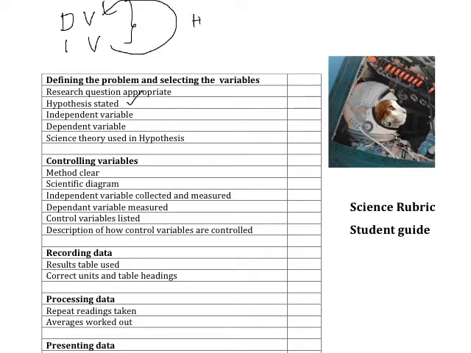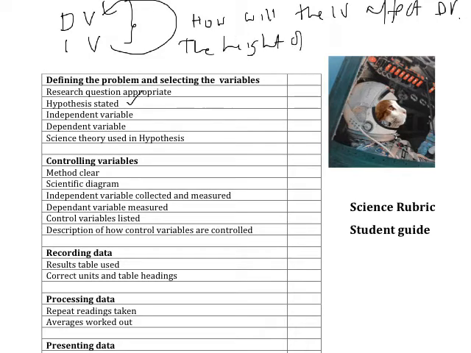So how will the independent variable affect the dependent variable? And the answer will be the hypothesis. The height of the cone will make the time it takes to drop longer. Again, answer your research question fully in a long, sensible statement.